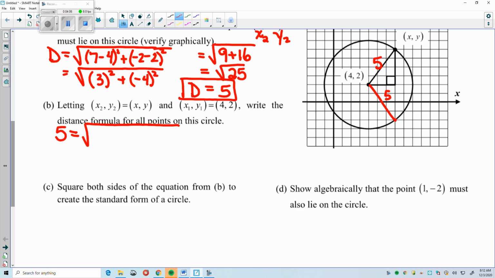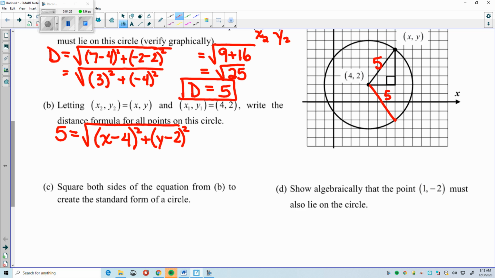So now again, in our formula, we want x2 minus x1, close it, square it, plus y2 minus y1, close it, and square it. Okay? So that's our distance formula for all points on the circle.